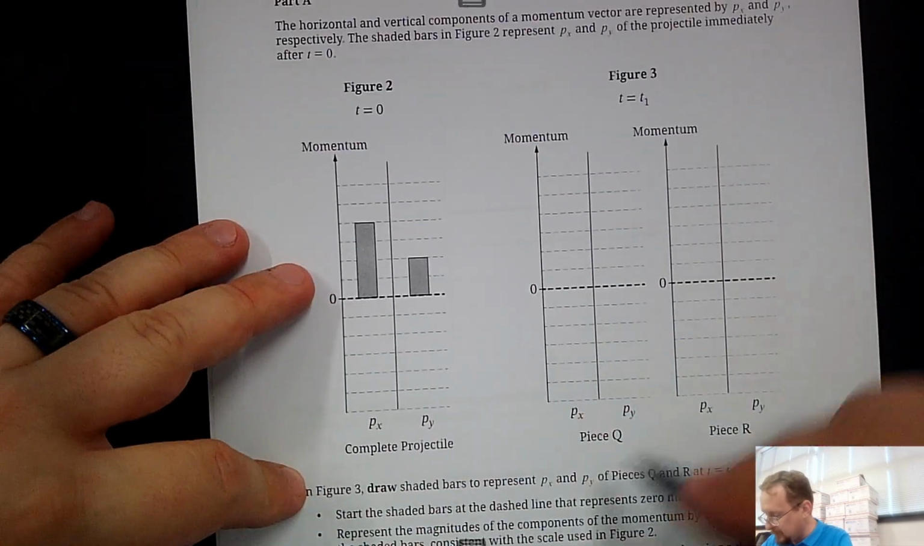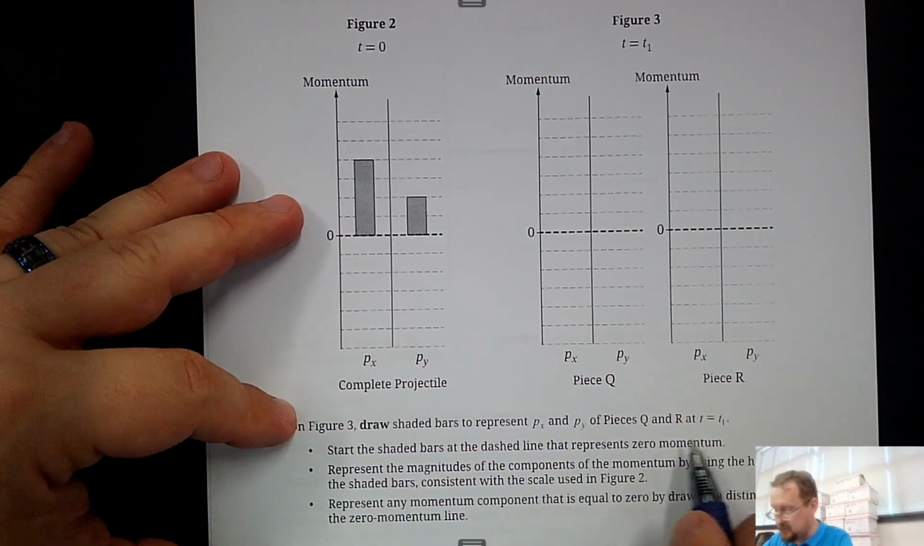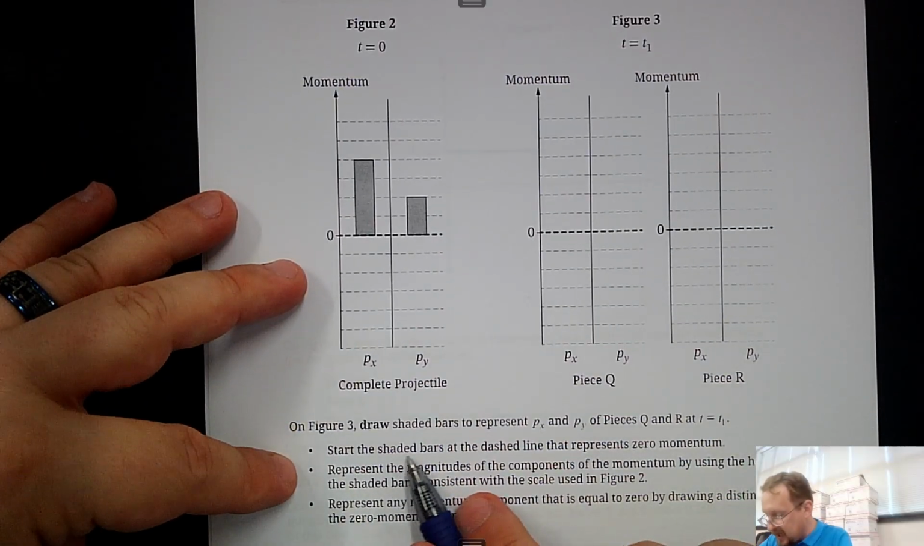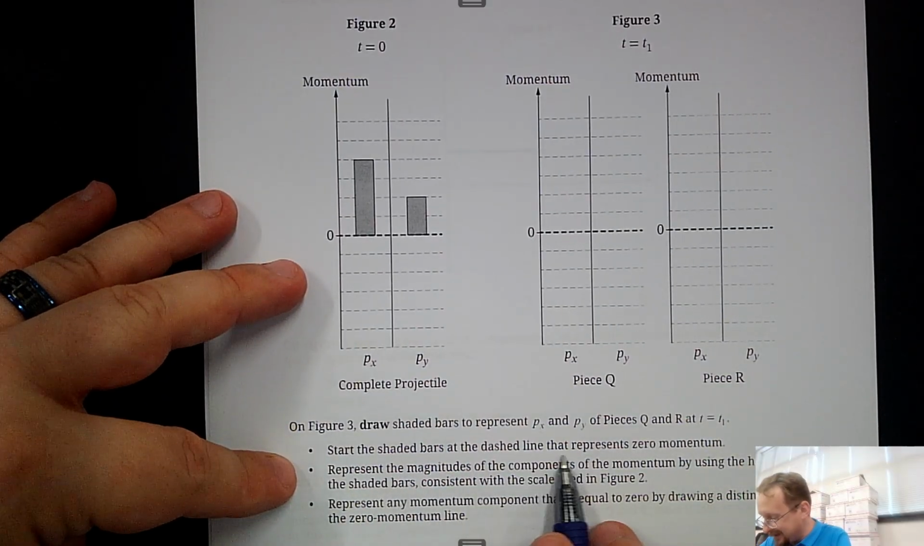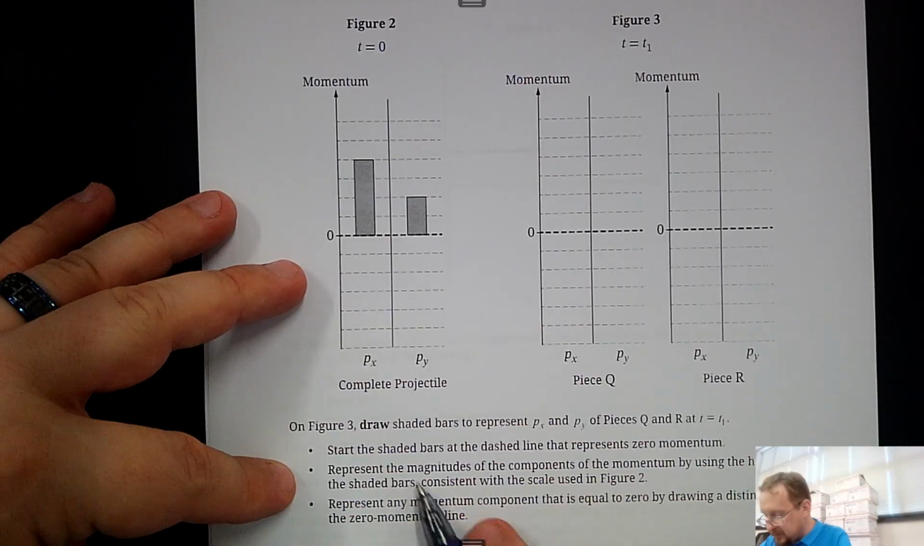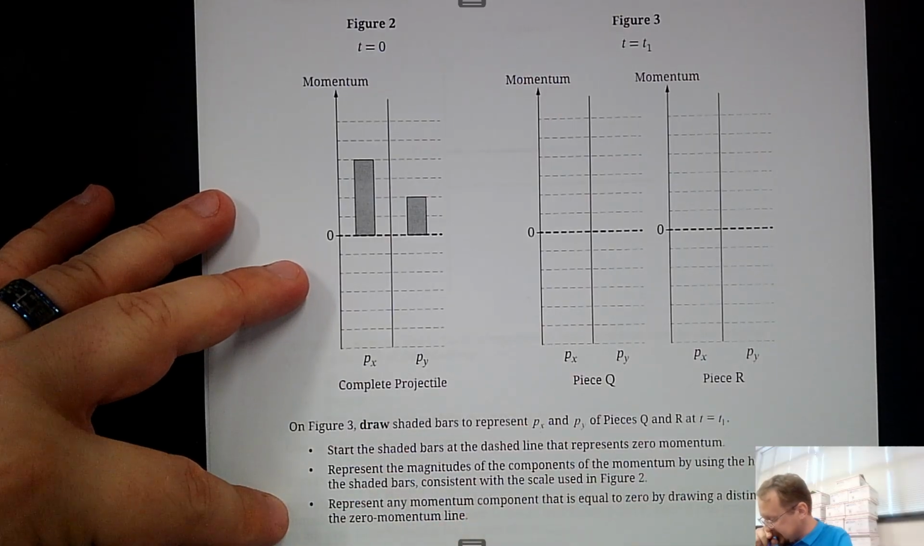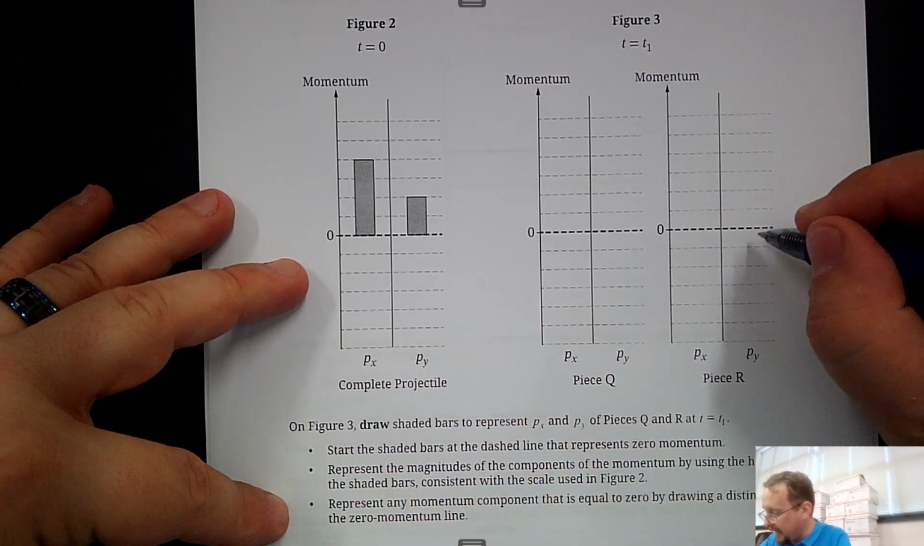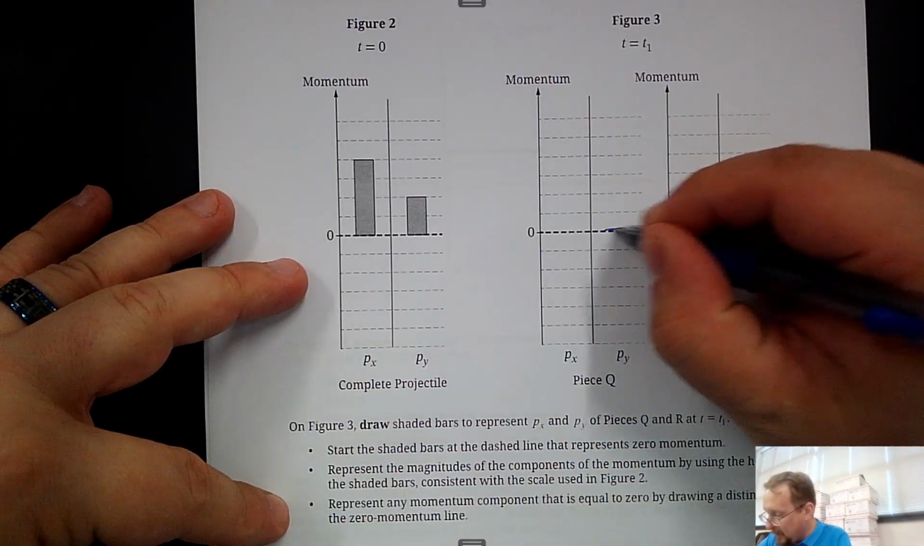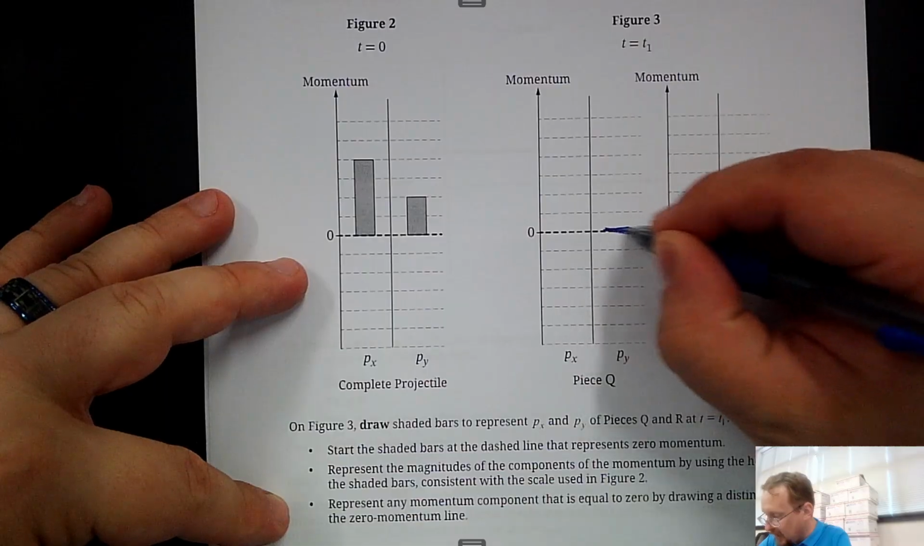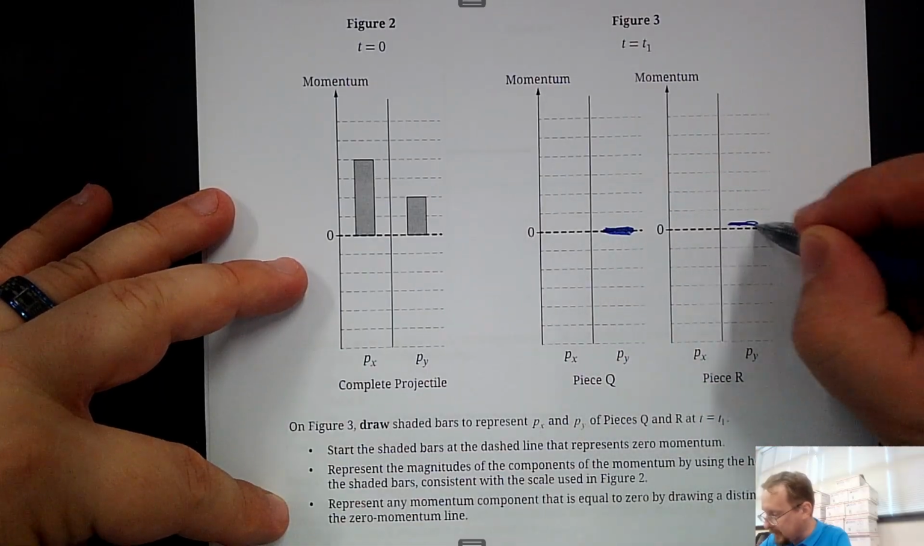Draw shaded bars to represent px and py of piece Q at time t1. Start the shaded bars at the dashed line that represents 0 momentum. Represent any momentum component that is equal to 0 by drawing a distinct line. Okay, so there's going to be no momentum vertically because you're at the highest point, and that means you have no up or down motion.